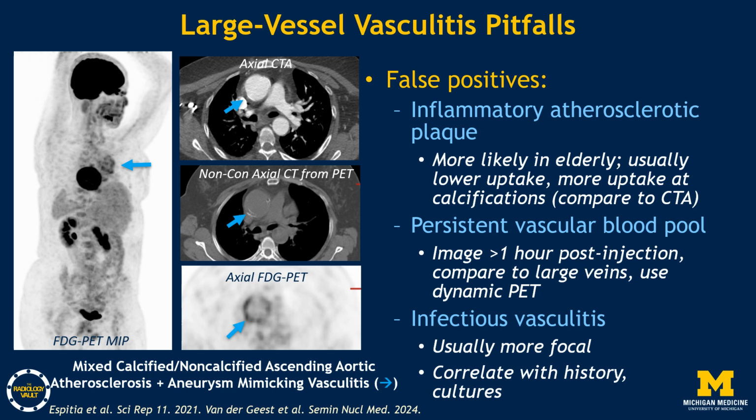Biggest false positives are inflammatory atherosclerosis, and so always comparing with a concurrent CTA to look for any non-calcified plaque and making sure that your uptake is not localized around calcifications. But always this should be in your differential if you're looking at an elderly patient. Vascular blood pool can be challenging, and so always compare uptake in the vessel wall to large veins. And then infectious vasculitis, typically you would need a typical clinical history.